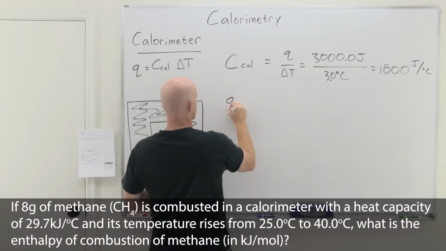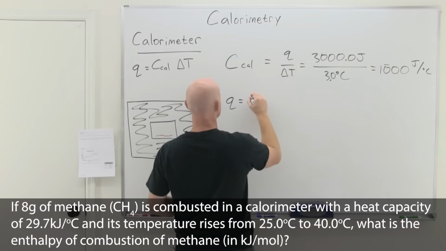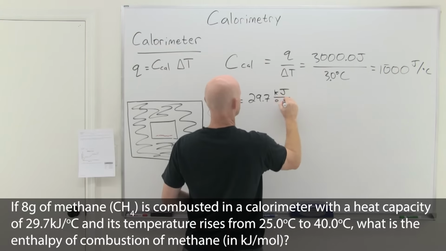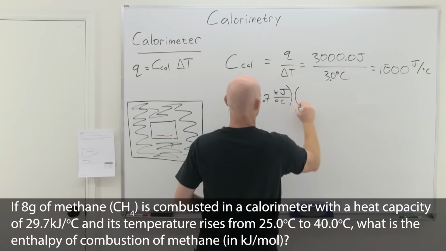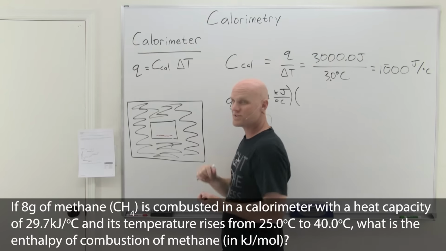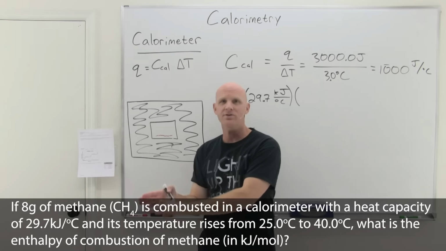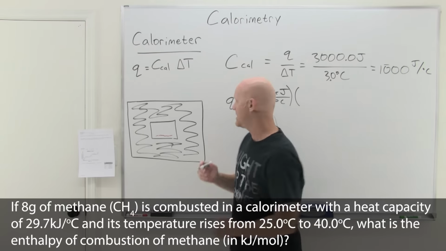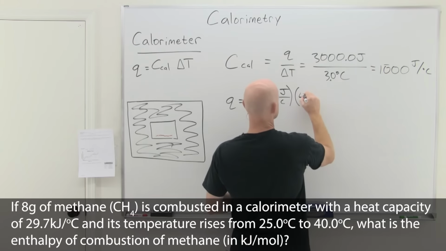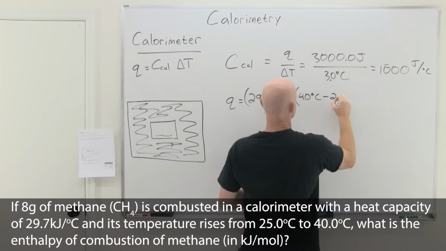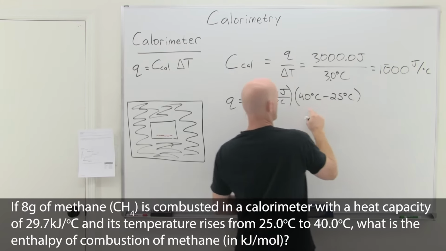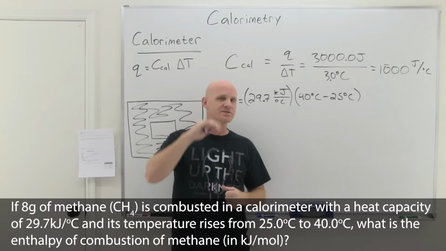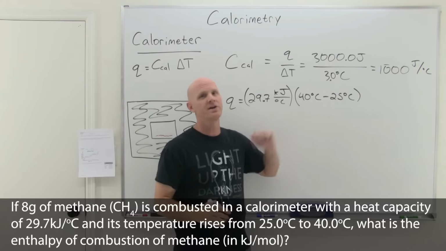And so in this case, we're going to have Q equals, and that heat capacity again was provided as 29.7 kilojoules per degree Celsius, times the delta T. And it turns out a delta anything is always just final value minus initial value. So delta T here is final temperature minus initial temperature. That final temperature was 40 degrees Celsius, and the initial temperature was 25 degrees Celsius. If you quickly saw that 40 minus 25 was a 15 degrees Celsius increase, great, you could have just plugged the 15 right in here.